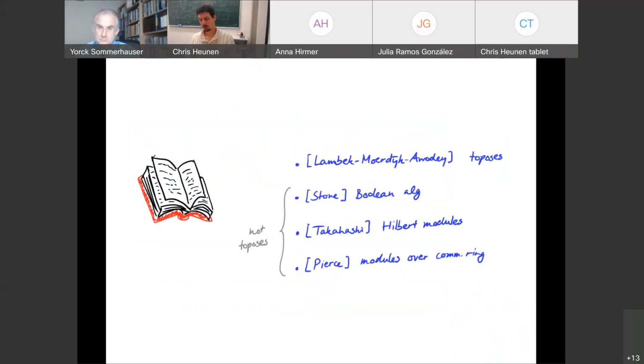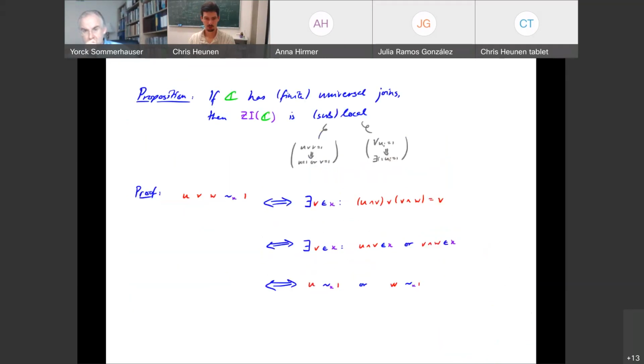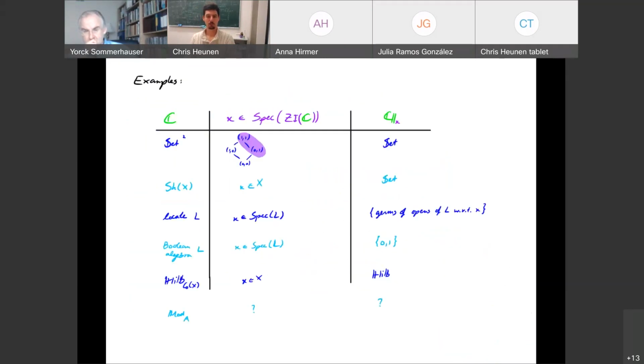This sort of representation theorem has been done before, and the version I just showed you is very, very general and subsumes some of these earlier versions. Specifically, there's one for toposes, that's due to Lambek and Moerdijk and Awodey. There's one for Hilbert modules that I mentioned earlier due to Takahashi. There's one for modules over commutative rings, that's sometimes called a Pierce spectrum. And one that we saw here is if you start with a Boolean algebra, all the tiny things are actually two-valued.